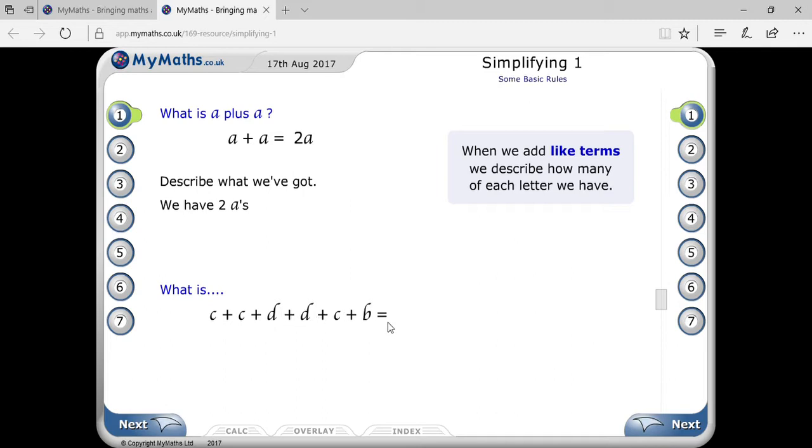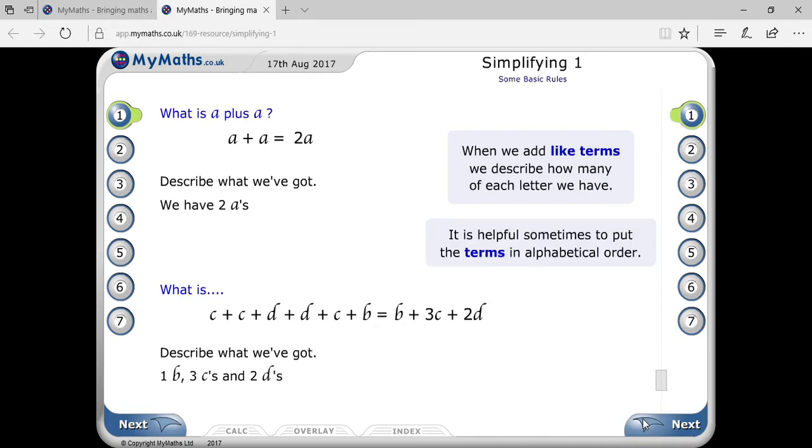I hope you understand what I mean to explain. Let's see what is given here. Yes, they are also explaining that there is one B, 3C's and 2D's. When you add all of them, your answer will be B plus 3C plus 2D. It is sometimes helpful to put the terms in alphabetical order, but if you don't put them in alphabetical order, it doesn't matter, you'll still get your answer correctly.